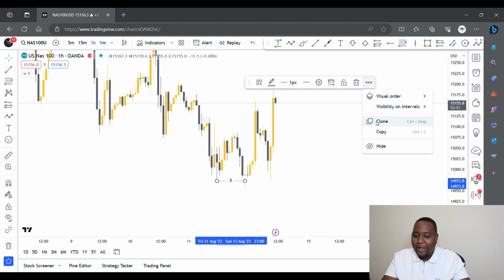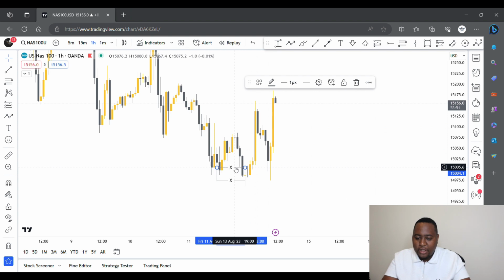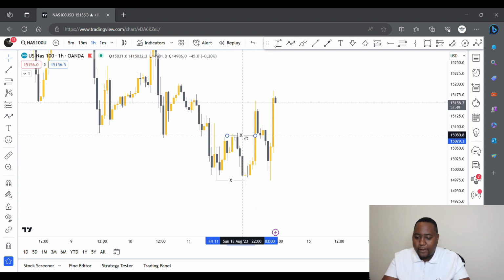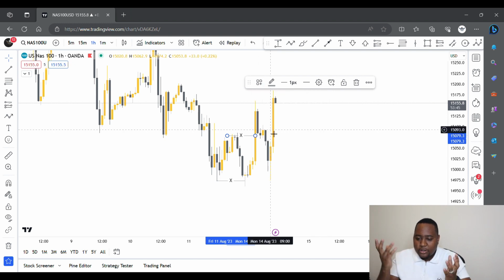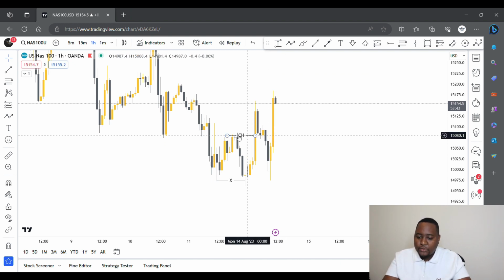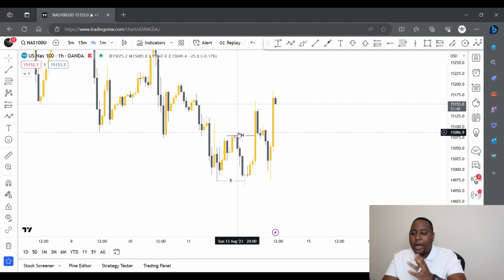As I said, I don't have my mouse that really helps me draw these things quite neatly. So I'm just going to change that label there into CHoCH, change of character. As you can see, this last lower high really tells us that there's a change of sentiment in the market.